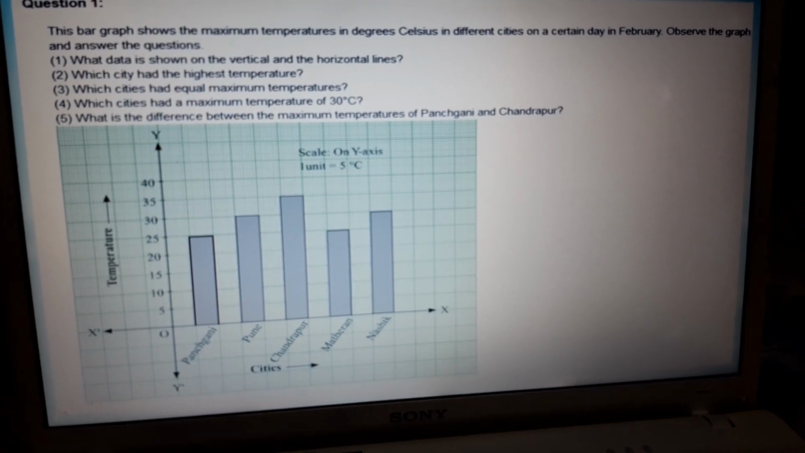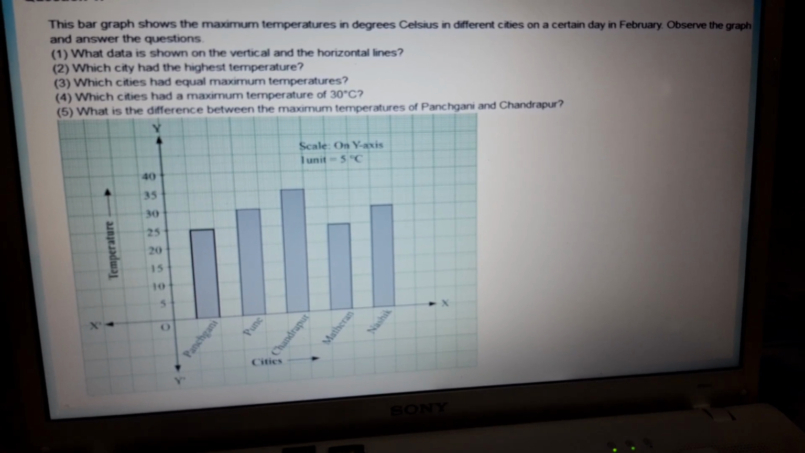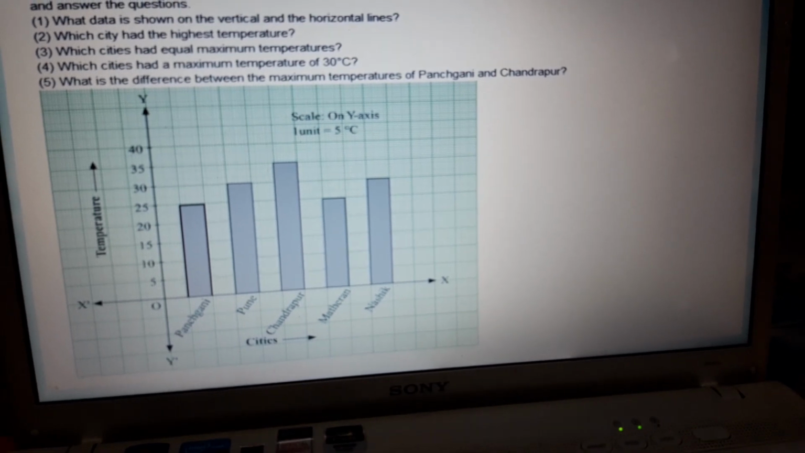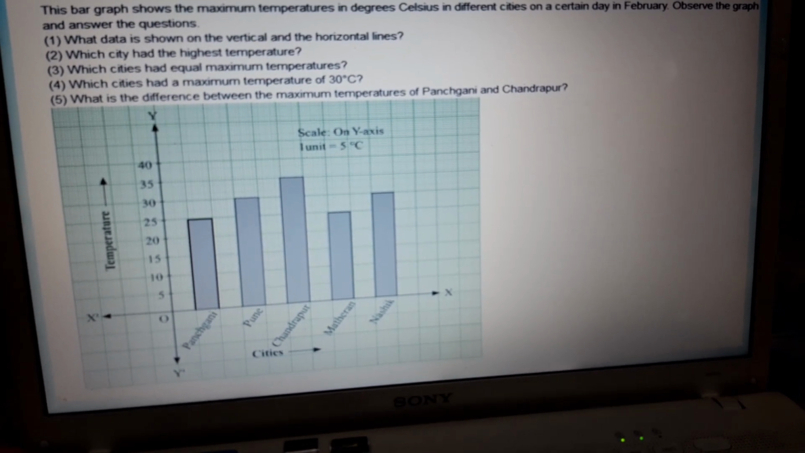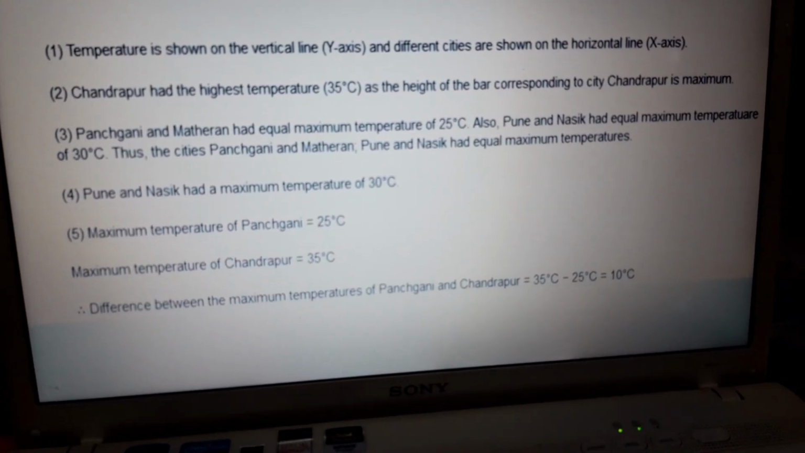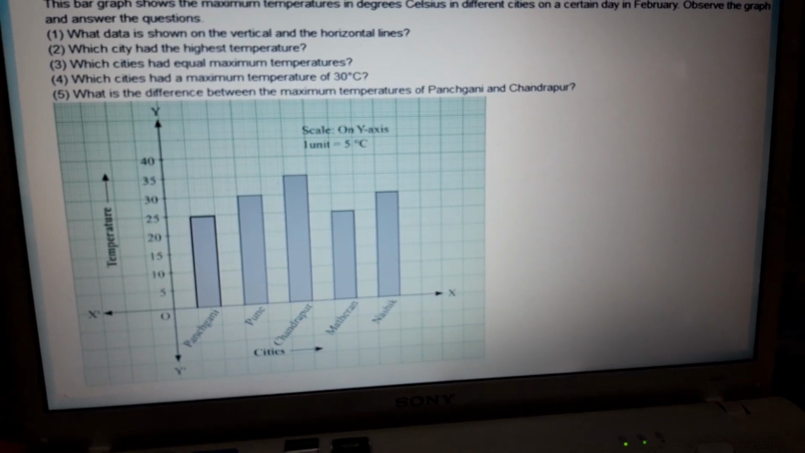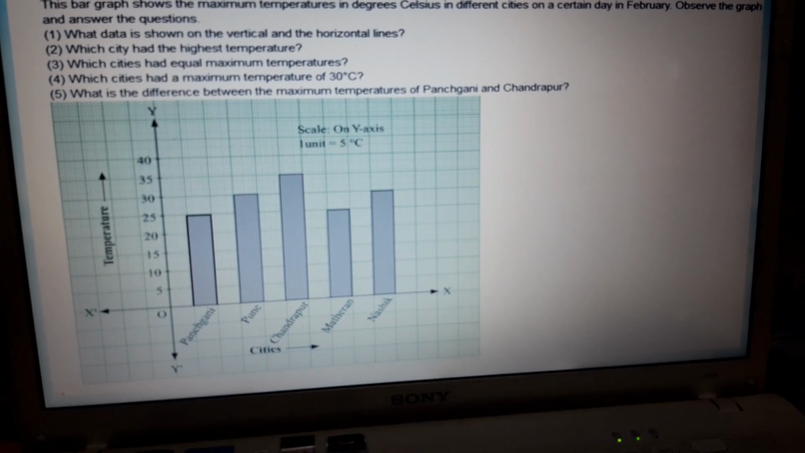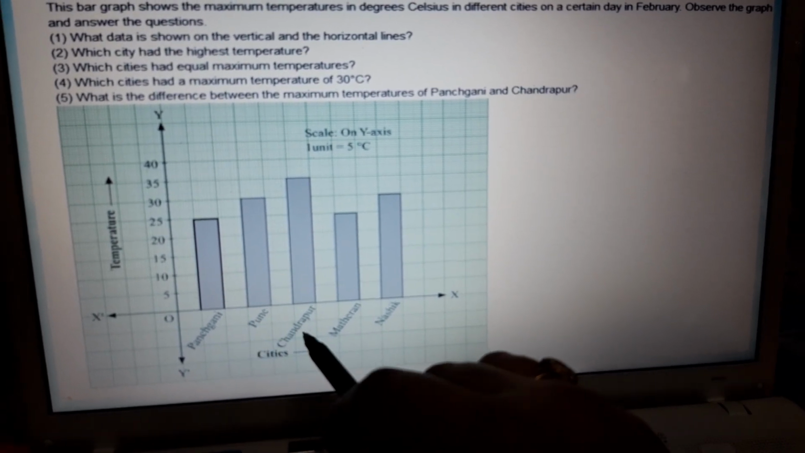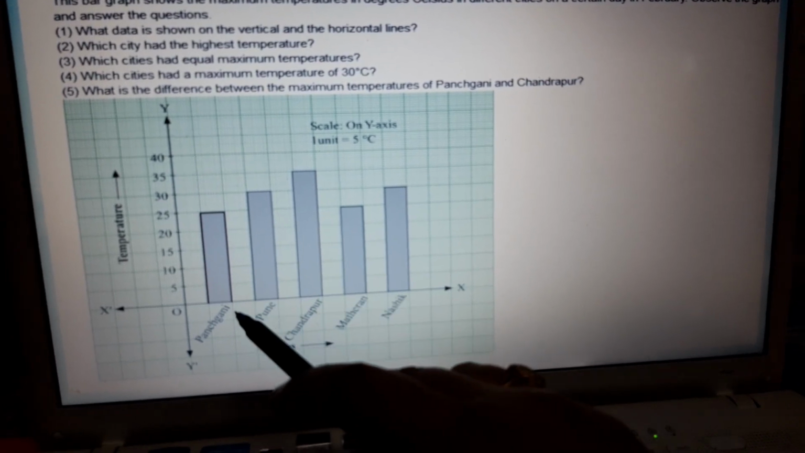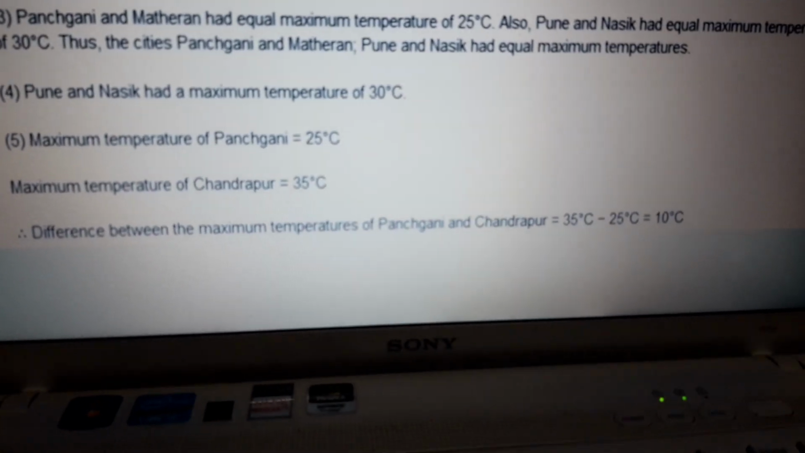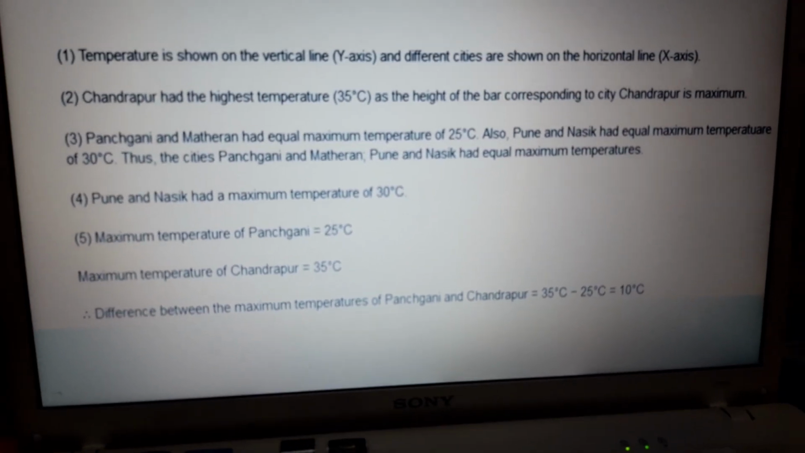Next, which cities had a maximum temperature of 30 degrees Celsius? Again, Pune and Nashik are the two cities which have the maximum temperature of 30 degrees Celsius. Next is, what is the difference between the maximum temperatures of Panchgani and Chandrapur? Now the maximum temperature of Chandrapur is 35, the maximum temperature of Panchgani is 25, so the difference is 35 minus 25, that is 10 degrees Celsius. So this is the difference.